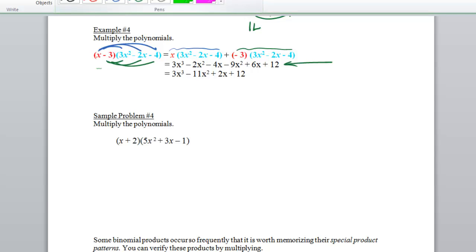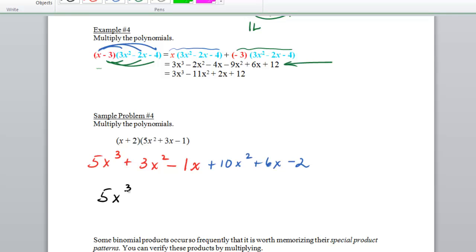Okay, so we'll start by distributing the x. So x times 5x squared, so we get 5x to the third plus 3x squared minus 1x, and of course you don't have to write the minus 1, you can just write minus x. Then I'm going to distribute the 2, so that's going to give me 10x squared plus 6x and minus 2. And now I look for like terms, and I don't see an x to the third anywhere else, so I write that first.